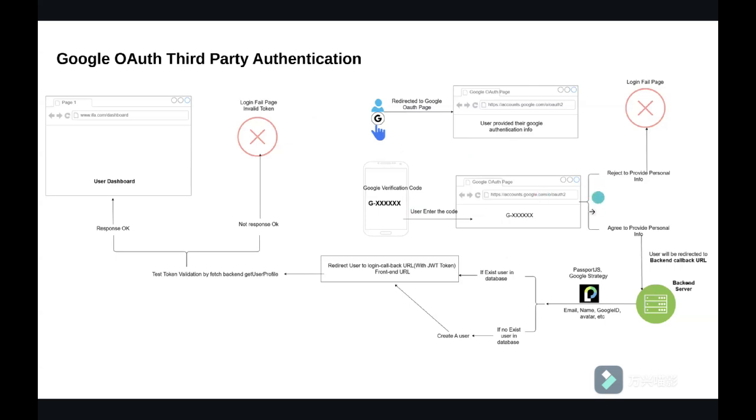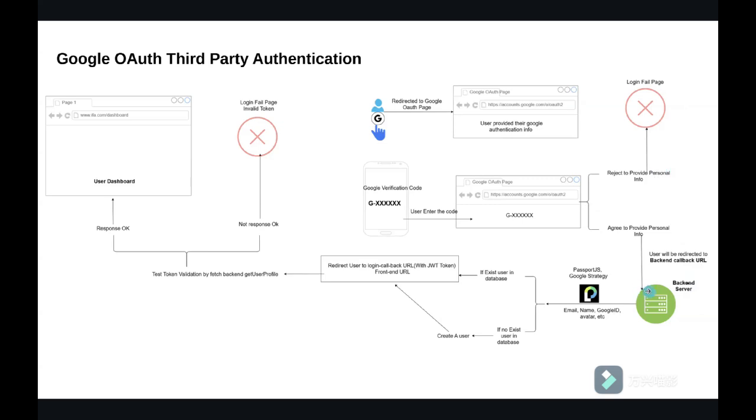they will have 2 options: to reject providing the personal information or accept providing the information. So if the user is happy to provide the information to us, the user will be redirected to the backend callback URL. And then our backend server will use passport.js and the Google strategy to get the user email, name, Google ID, avatar, etc. from Google. And if the user does not agree to do that, the user will just be redirected to the login page.